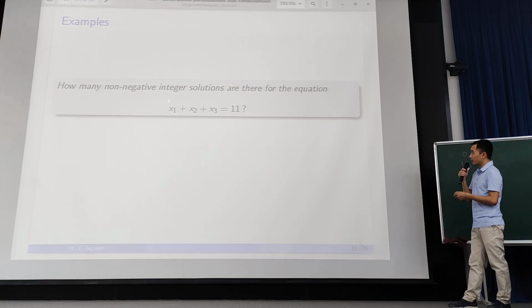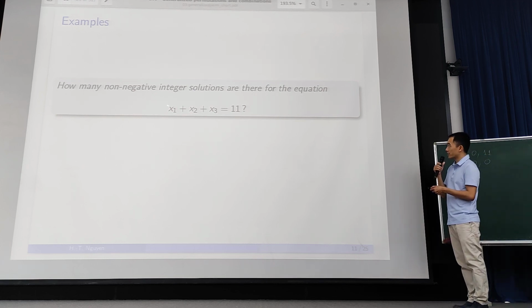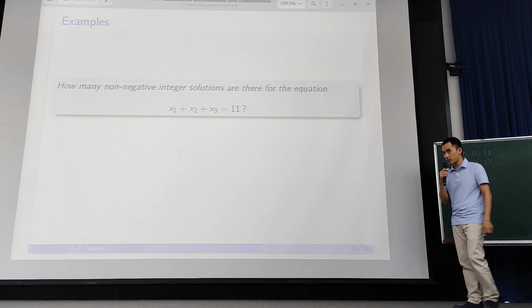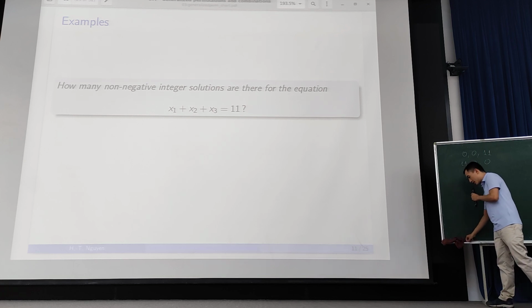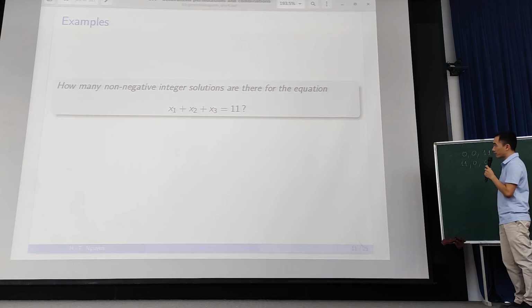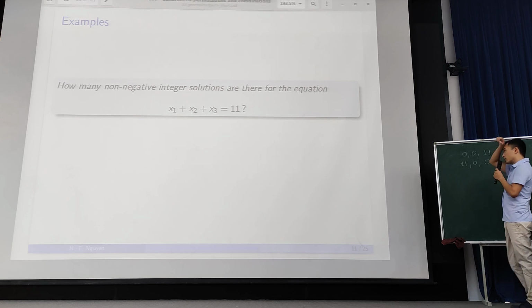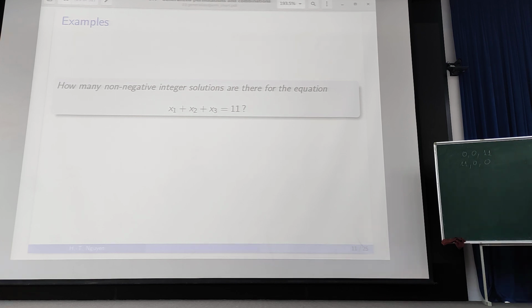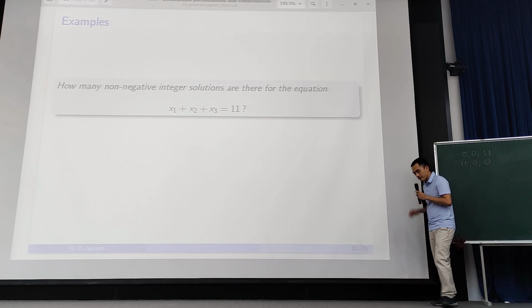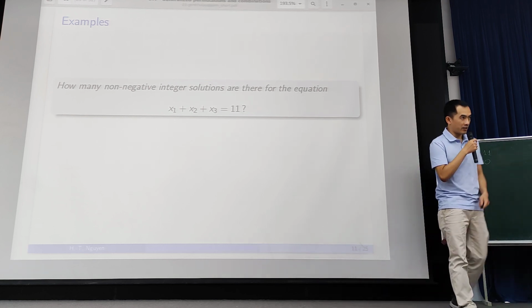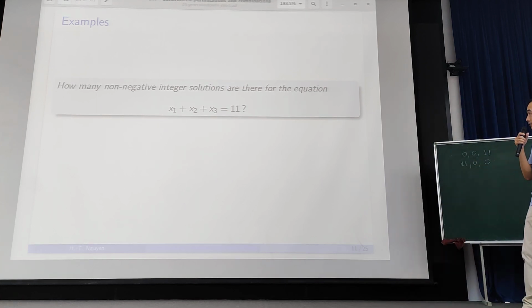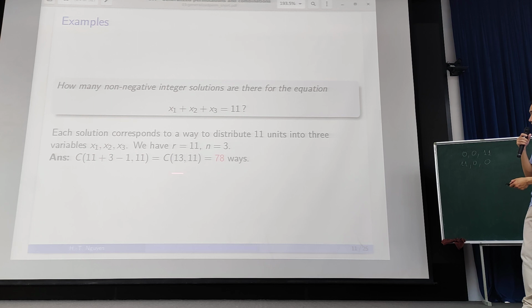So here each variable corresponds to a type of cookie. You have the first type of cookie, the second type, and the third type, and you want to choose 11 cookies. So here, as we said, the types of cookies correspond to n. So here n is 3 and r is 11. Okay? So now once you have determined n and r, it remains to apply the formula. And you get this.